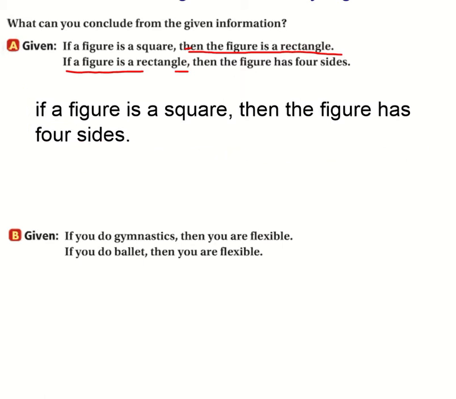So if you look at the next one, it says, if you do gymnastics, then you are flexible. So here's our conclusion. We would need to start the next statement with that conclusion. It says, if you do ballet, then you are flexible. Because right here, it did not say anything about being flexible, we cannot conclude anything from this given information. So we can't do anything more from that.